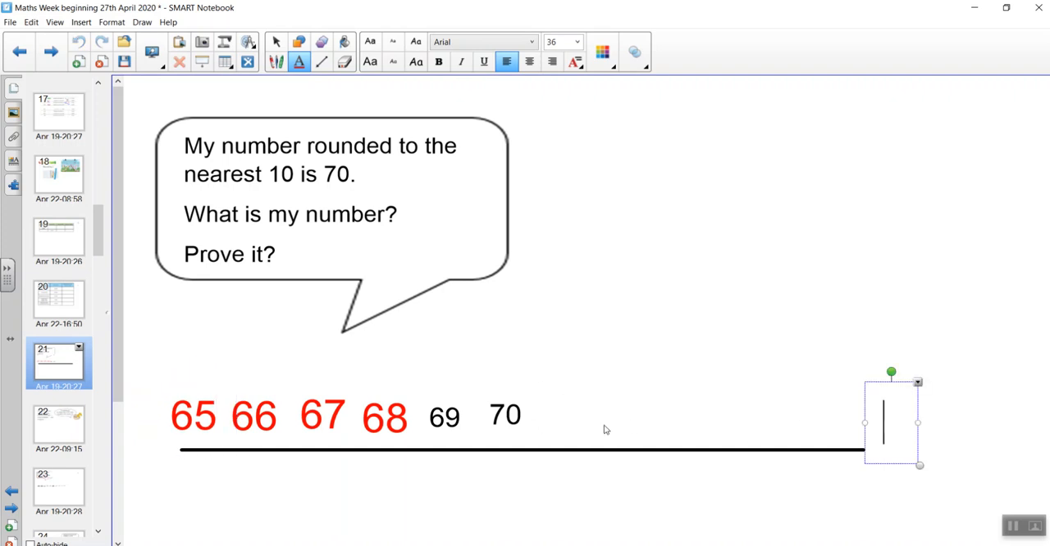But there are some 70 numbers that would also round to 70 when rounded to the nearest 10. So 71 would round to 70, and 72 would round to 70, and 73 would round to 70, and 74 would round to 70. Nah, 75 wouldn't round to 70, would it? It would round to 80. So these are all the choices of numbers that we could have as the number originally up here. My number rounded to the nearest 10 is 70. So that's all of these numbers could be the number we chose. I just have to pick one and say what I want to say about it.